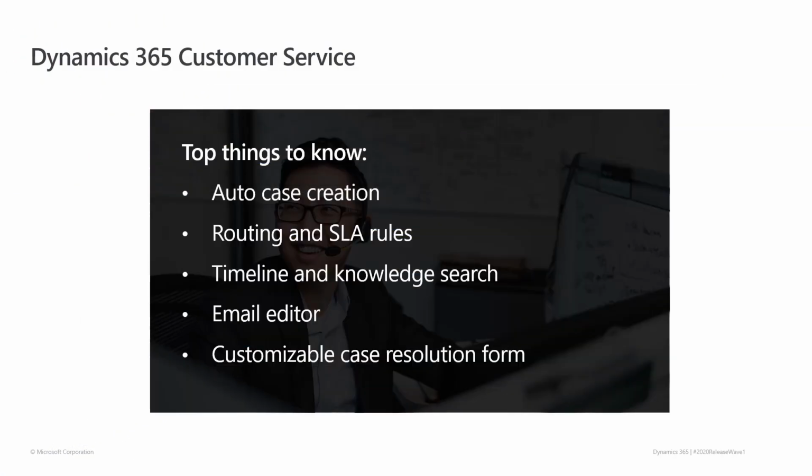To recap the features now available for early release in the Dynamics 365 Customer Service 2020 Release Wave 1, you now have auto case creation in Customer Service Hub based on things like keywords in emails or data changes in IoT-enabled devices. Setting routing and SLA rules so that cases go to the right service agent with the right priority. Timeline and knowledge article search so your agents have the information that they need when they need it.